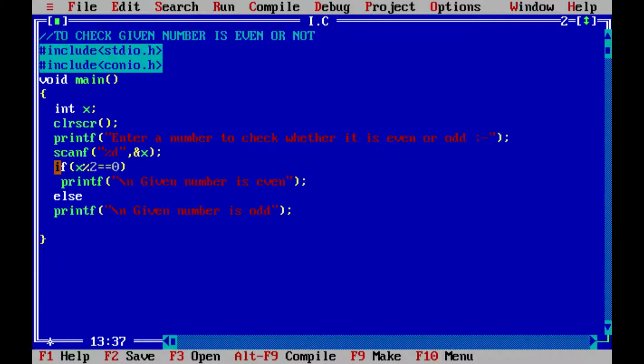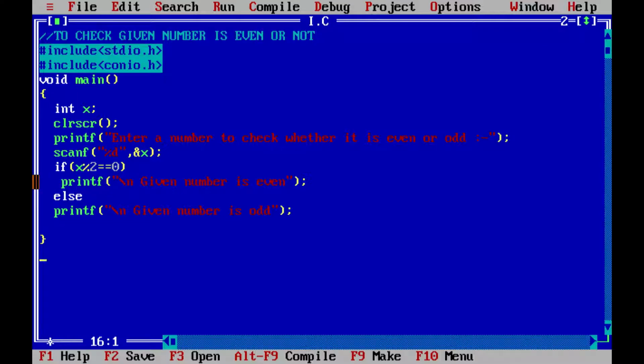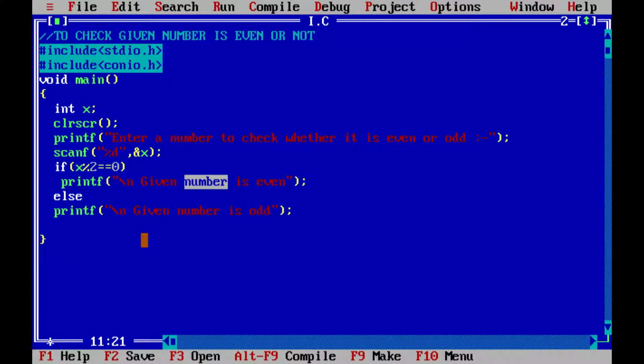In the first statement we make a decision: if x modulus 2 is double equal to 0, that means the number given by the user is divisible by 2, so print given number is even. Okay, if a number is divisible by 2, then the number is of course even. And in the else statement, that means if x is not divisible by 2, it prints given number is odd. Okay, so this is the decision making statement. If the decision is true, then it prints given number is even. If the decision making statement is false, then it prints given number is odd.